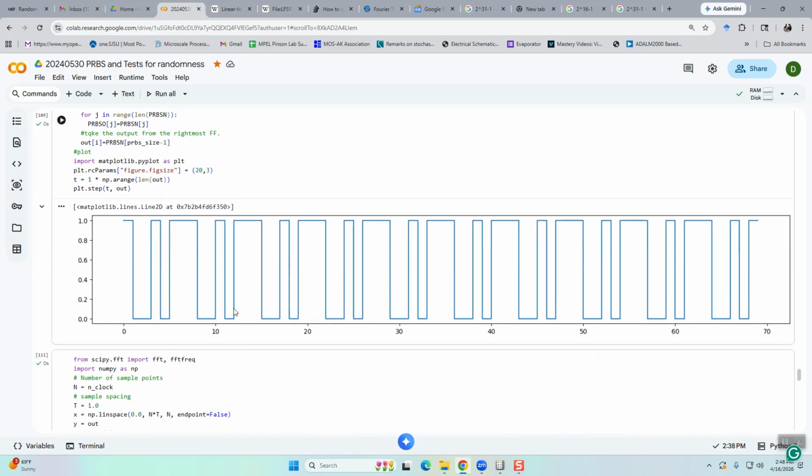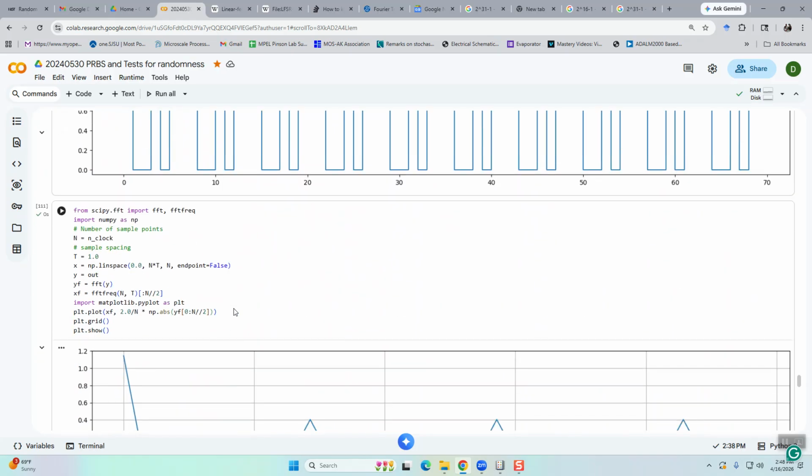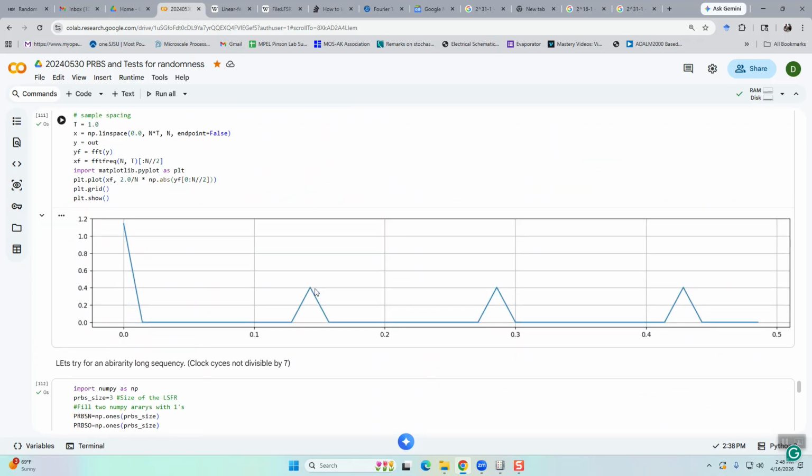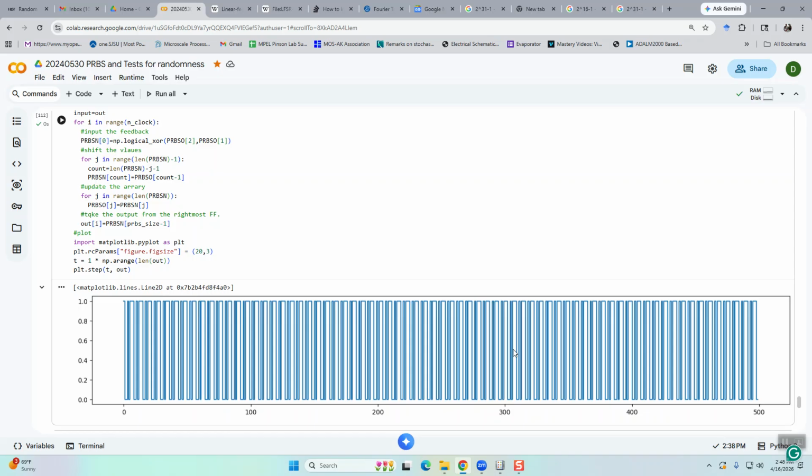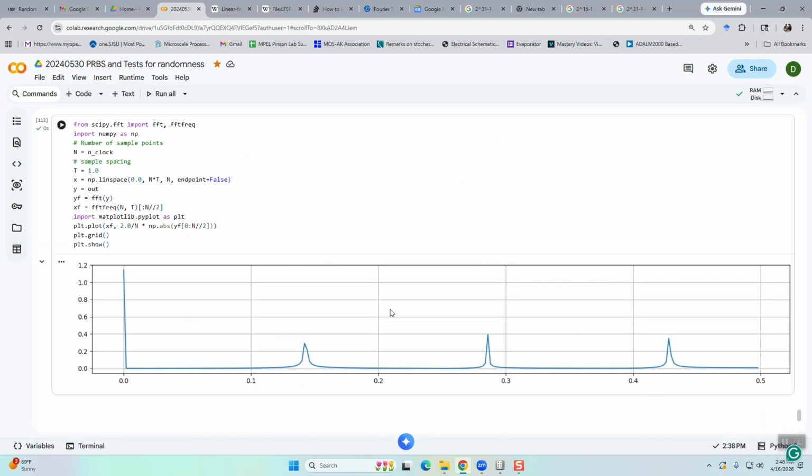Let's run it for 70, right? And now there's definitely 3 strong peaks. You can see the magnitudes change depending on how much data you take, but there are 3 peaks there. It's telling you that the signal is not random. Now I'm going to let it go for a longer time, with the number of clock cycles not being divisible by 7, all right? So that's a very long time. And because it's not divisible by 7, you get this smoothing. But notice the peaks are still there.